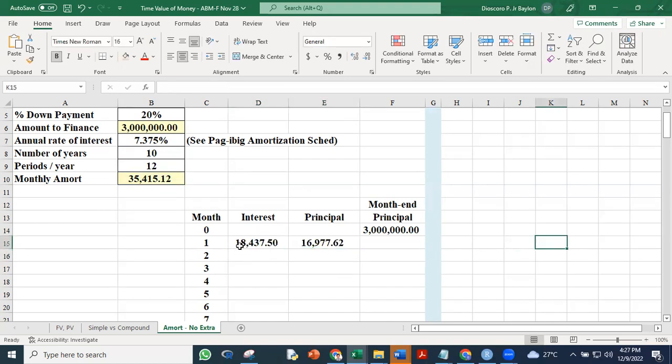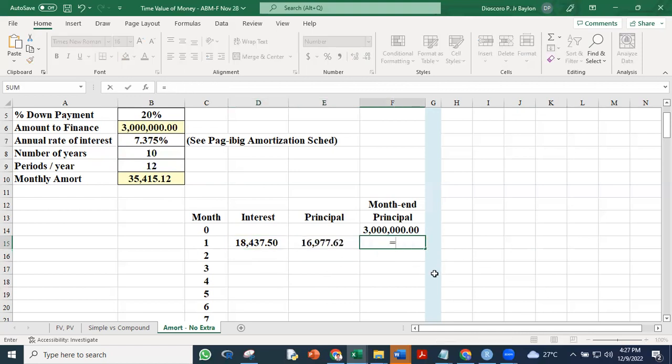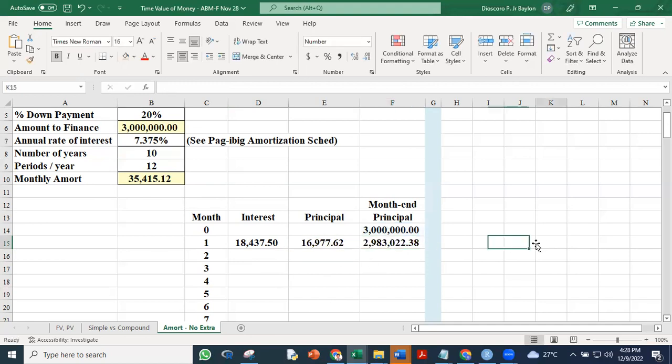So the total of this is 35,415. Always the total of interest and principal is 35,415. Then at the end of the month, the balance will be whatever the principal was at the previous month minus the principal payment for the current month. All right. So this, we can now repeat this process. Actually, we can copy this down. But let's first try to see.